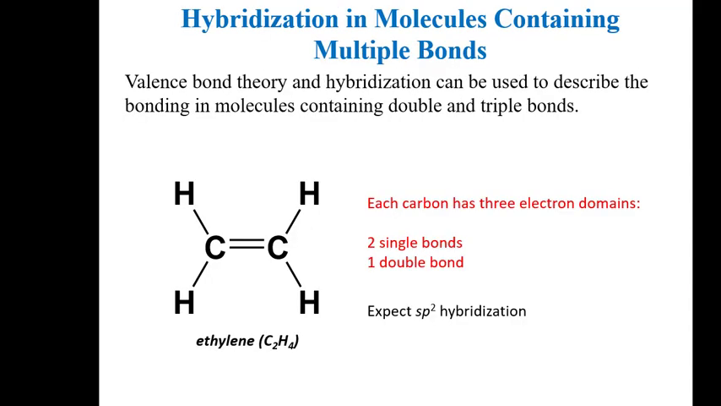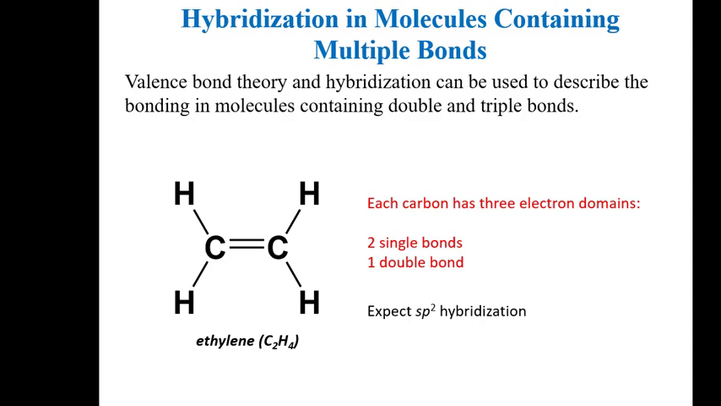Now, what if I have multiple bonds, or if I have more than one central atom? In this case, you can look at the molecule of ethylene. Now you have the carbon to the left and the carbon to the right. These are two central atoms.